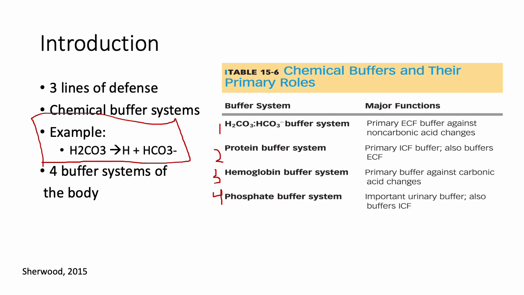And now for our last one, consisting of an acid phosphate salt, which donates hydrogen when pH falls, and a basic phosphate salt, which accepts hydrogen when pH rises. The phosphate buffer is most important in urine. This means that this buffer system can alternately change H+ for Na+ as demanded. And as seen in the book, it can also buffer ICF.